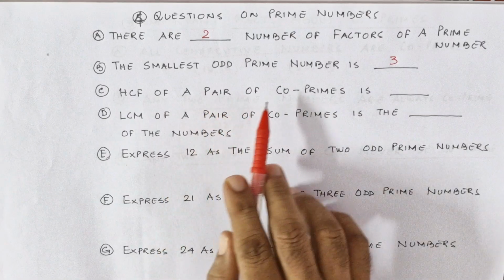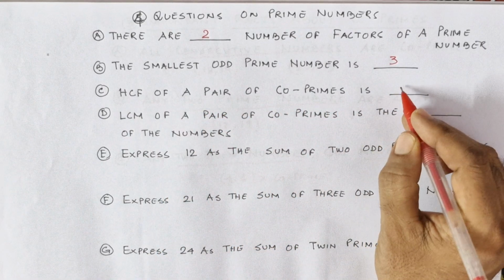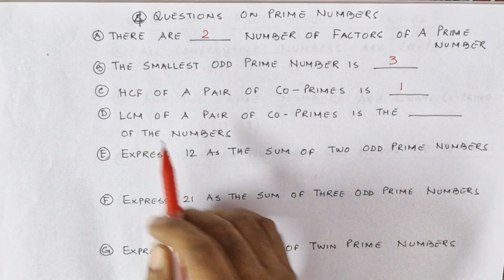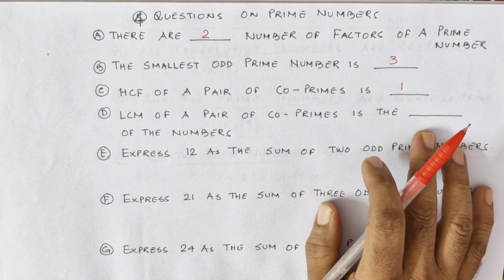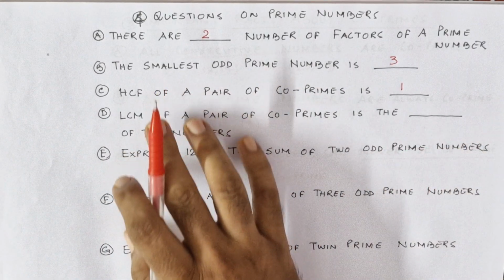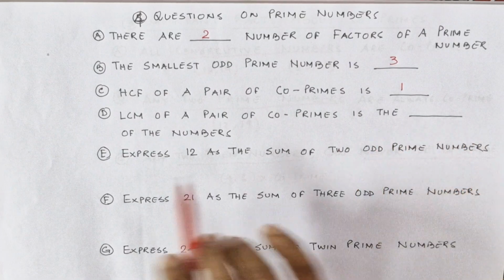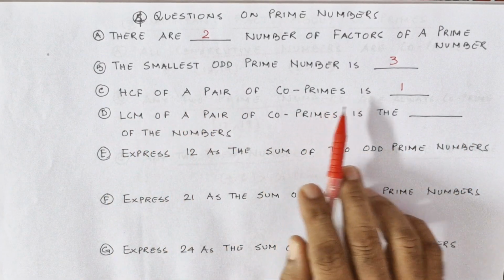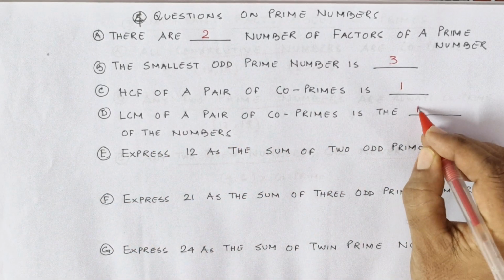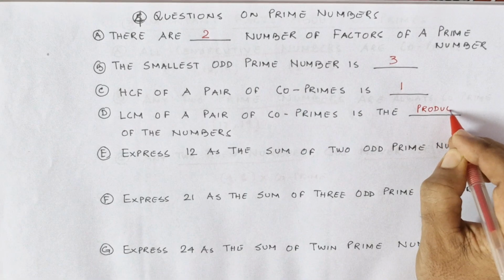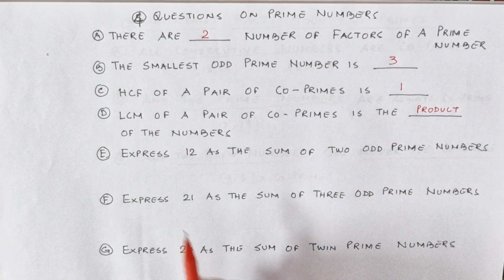HCF of a pair of co-prime numbers is 1. So what is HCF and LCM? We'll study about these two concepts later on. We'll dedicate a separate chapter on HCF and LCM. So we'll study there what is HCF and LCM. For now, just remember HCF of a pair of co-primes is 1. LCM of a pair of co-primes is the product of the numbers. So you multiply the numbers and you will get the LCM.